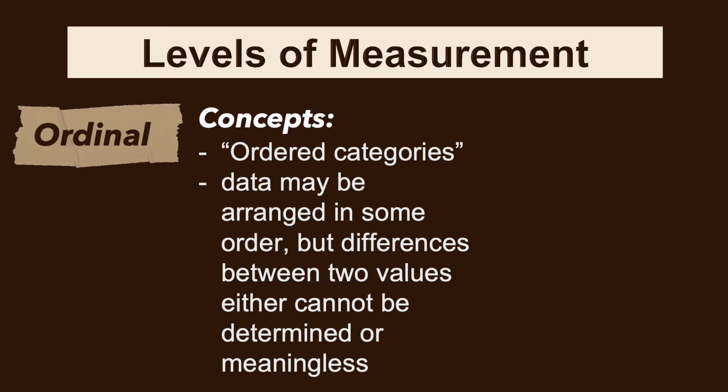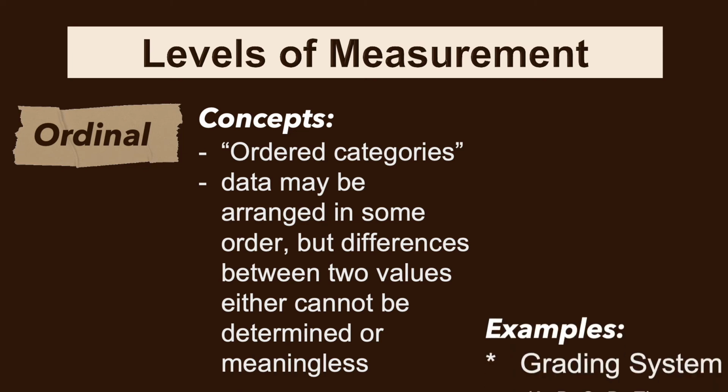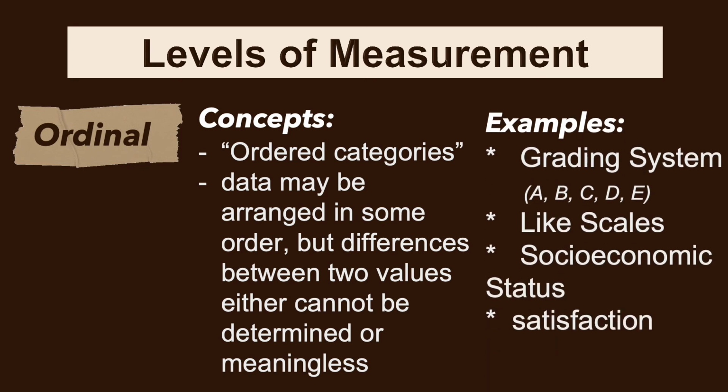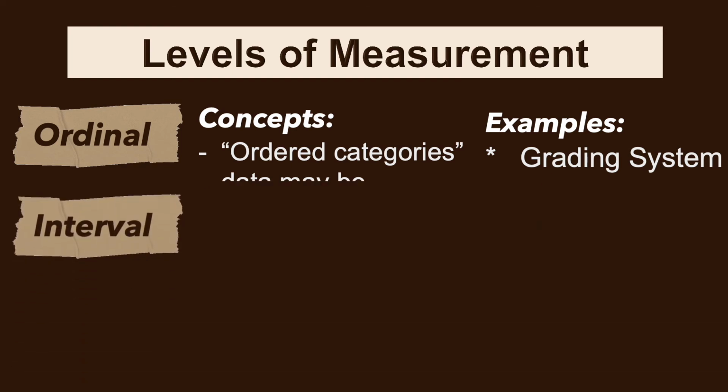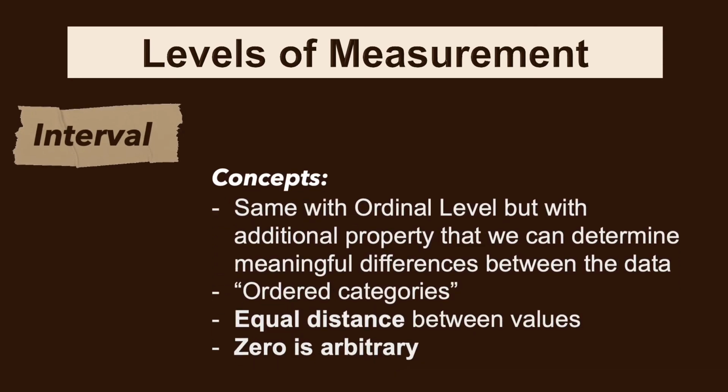Data may be arranged in some order, but differences between two values either cannot be determined or are meaningless. What does this mean? The interval of your answers cannot be determined or they are not equal. Examples are the grading system using letters as grades A, B, C, D, E, like scales, socioeconomic status, and satisfaction. The third level of measurement is interval.